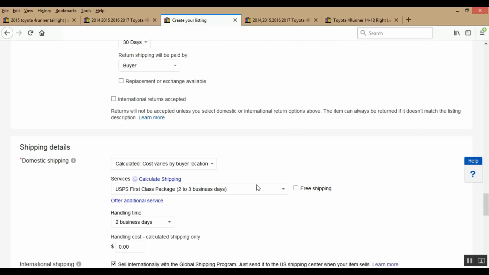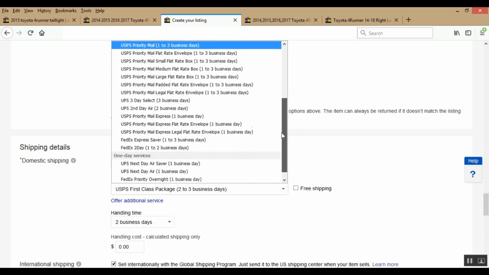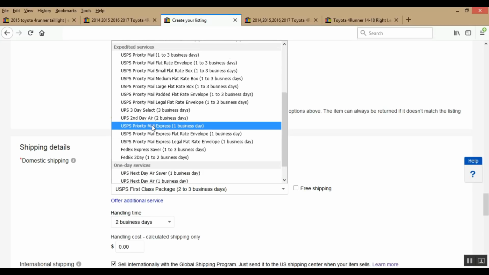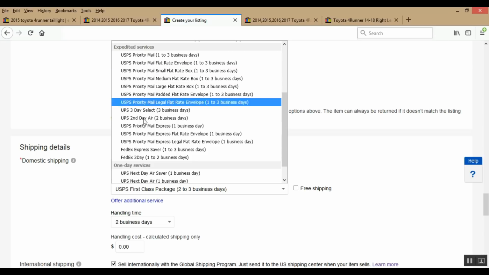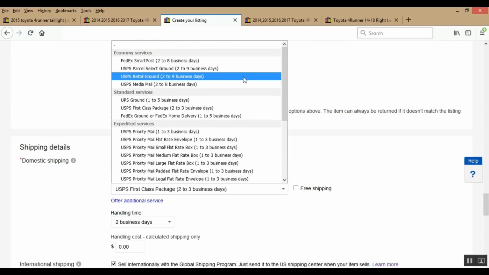I don't mess with handling costs. But here are the options. When you click this, it gets a little overwhelming, especially if you're new. There's so many options, okay? There's FedEx, UPS, tons of United States Postal Service options here, just tons of them. And it's very confusing and just all kinds of stuff.